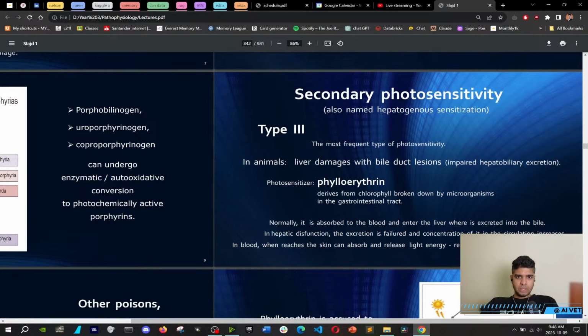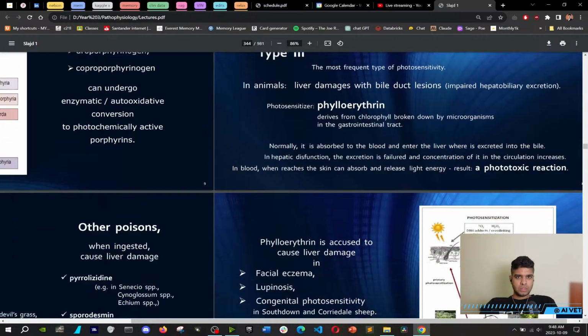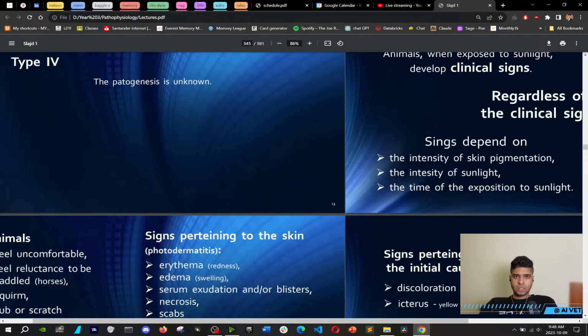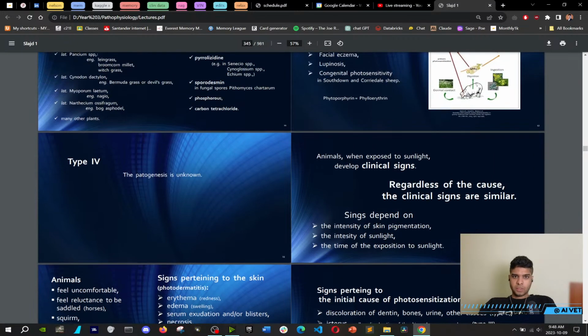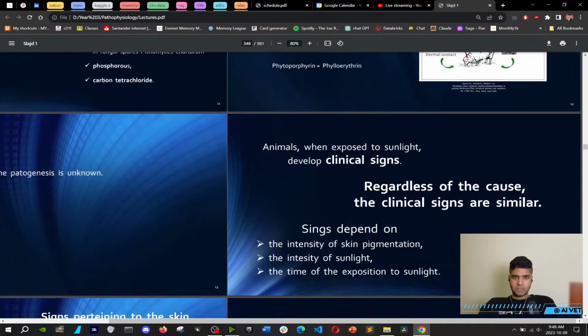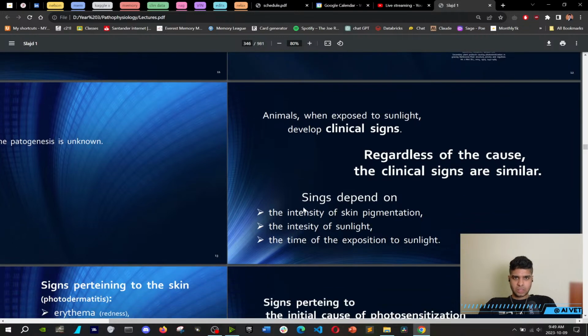When they reach the skin. Okay. Type 4. Pathogenesis is unknown. What causes the type 4 hypersensitivity is unknown. Develop clinical regardless of the cause, and clinical signs are similar. Okay. Skin pigmentation and intensity of sunlight and time of exposure.